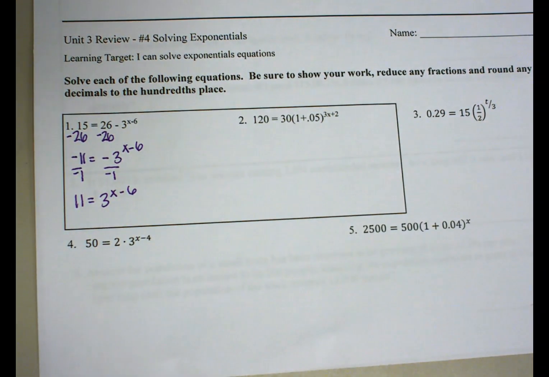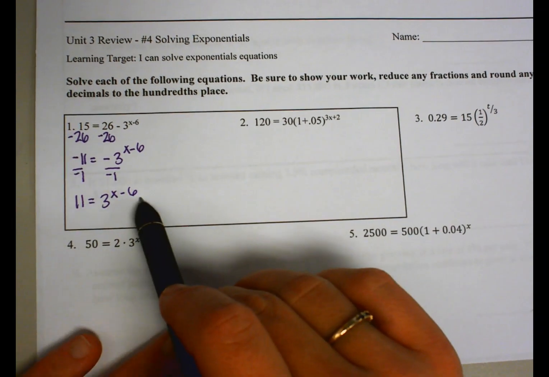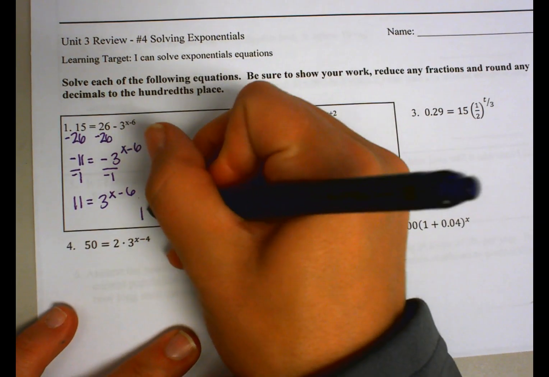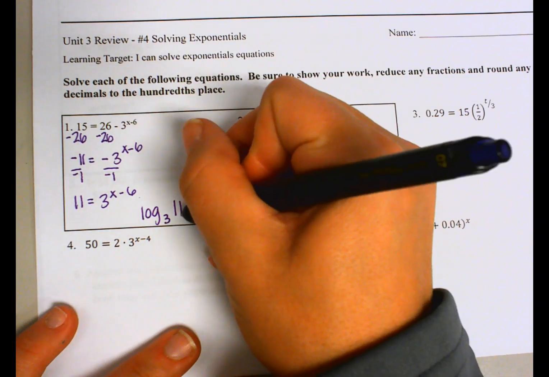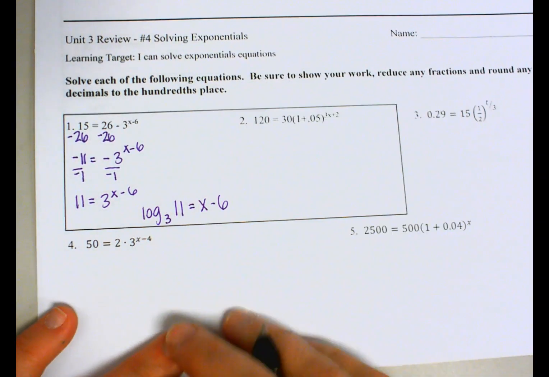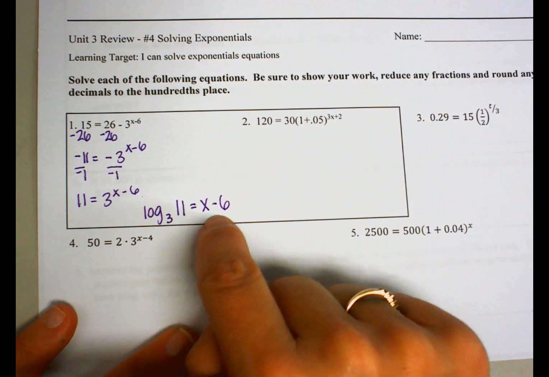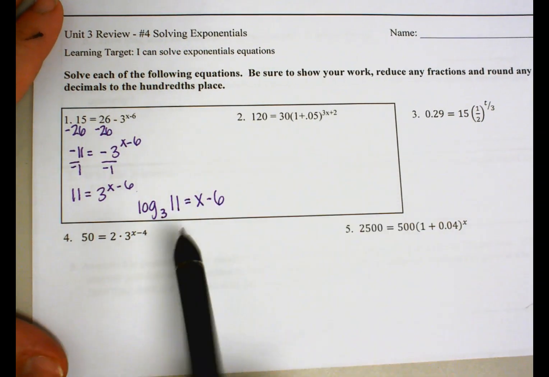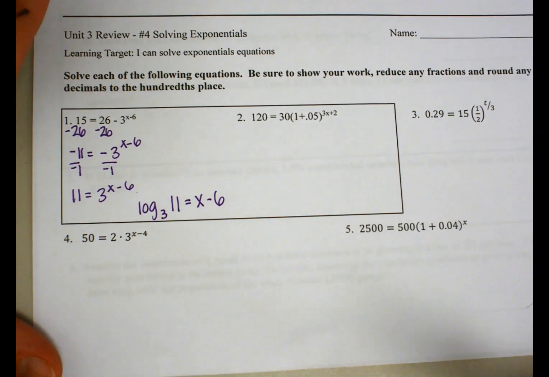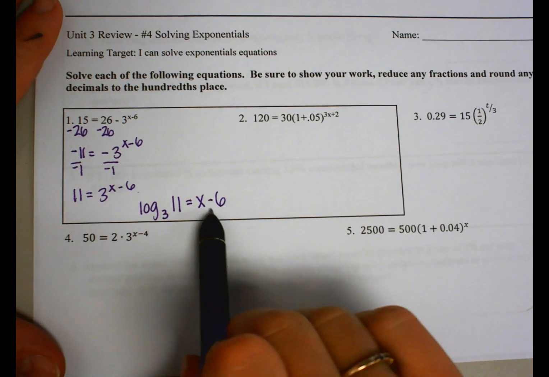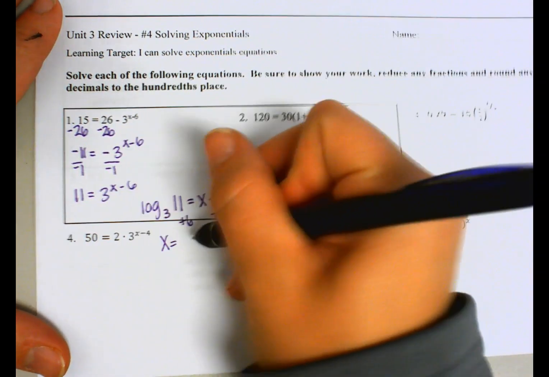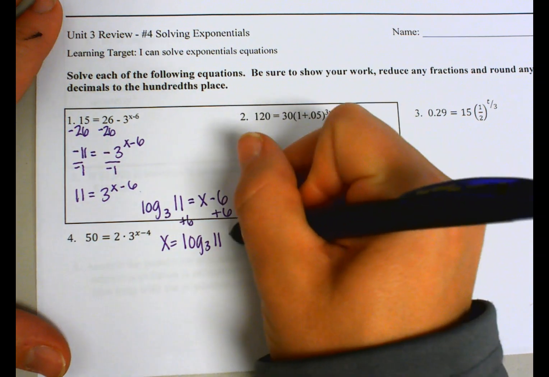Okay, so now that I have the number that's being raised to the exponent completely by itself, I can rewrite this in logarithm form. So this would be log base 3 of 11 equals x minus 6. And if we think about, right, 3 to the x minus 6 power is 11, we know that we wrote that in the right order. So log base 3 of 11, we can go ahead and solve for in our calculator. And to get x by itself, all we're really going to do is add 6 to it. So x is going to be whatever log base 3 of 11 is, plus 6.